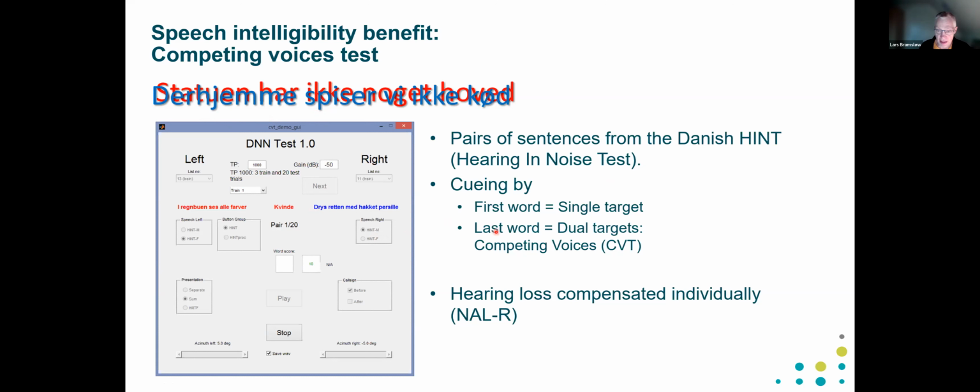If we queue by the last word, that's where it gets difficult, because you have to maintain attention to the 2 sentences at the same time. So you would hear the entire mixture here, and then it would say either kød or hoved on the screen after you've heard the mixture. So that's a much more challenging task. And when we ran the listening test, we just applied linear gain to compensate for the individual hearing loss.